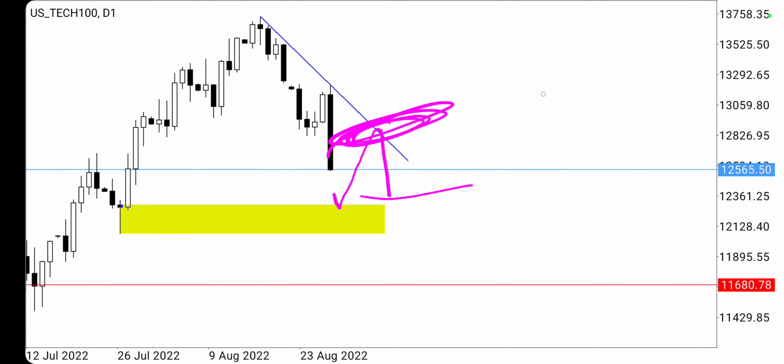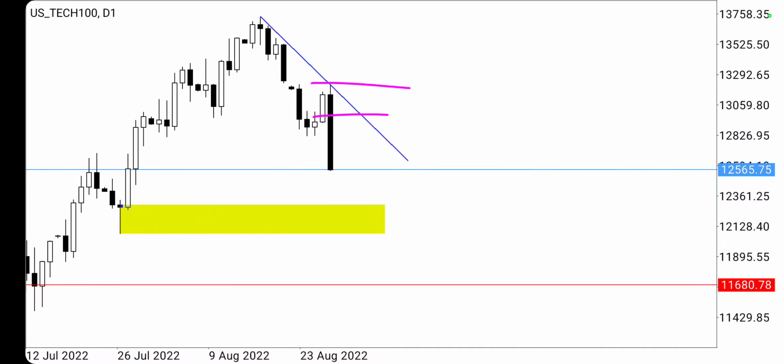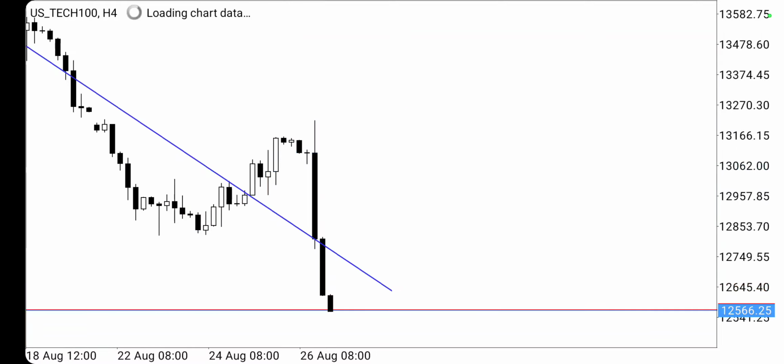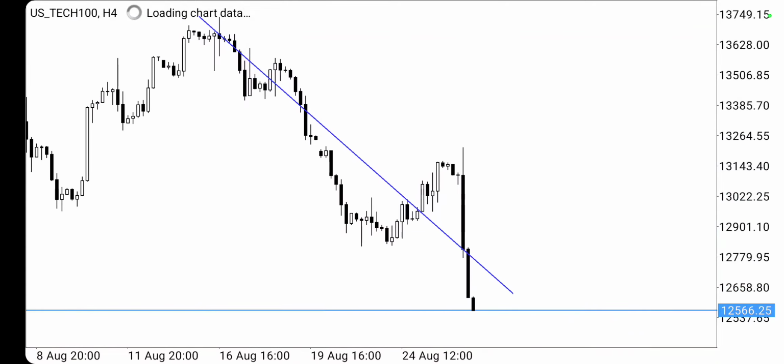So this is all that we have on your daily. There's your nearest support, and there is your area until the candlestick closes. When it closes, this will be your resistance. So let's go to H4 and see how the structure is.